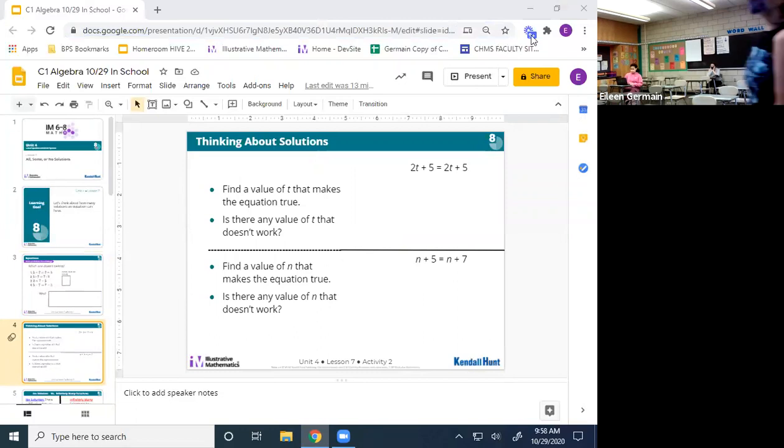So we're looking at these 2 equations. So we have 2t plus 5 is equal to 2t plus 5. I want you to find a value of t that would make the equation true. Is there any value that doesn't work? So I want you to take 1 minute right now to decide. First pick a value that would make the equation true, and then think about, would there be any number that wouldn't make it true? We don't need our Chromebooks open, we just need our textbooks open, please.